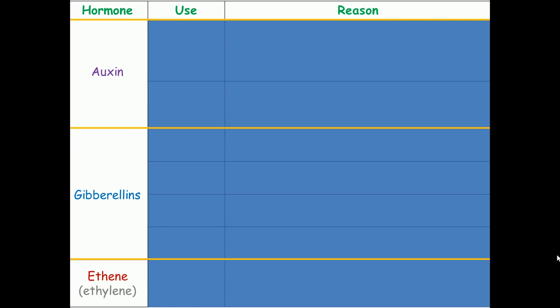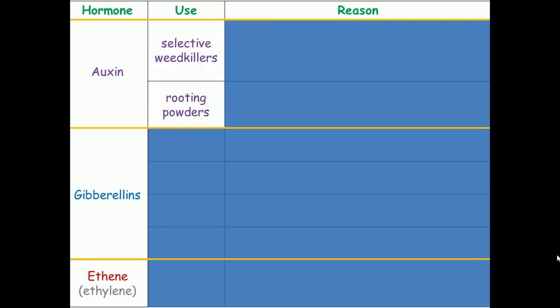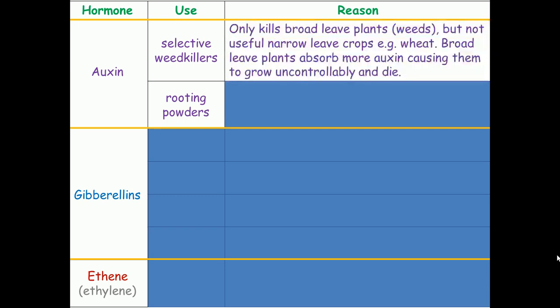2 uses of auxins that you need to know about are selective weed killers and rooting powders. In selective weed killers, the auxin kills only broadleaf plants, which are weeds, but it does not kill useful narrowleaf crops such as wheat. And this is because the broadleaf plants absorb more auxin, causing them to grow uncontrollably, and that means that they die.